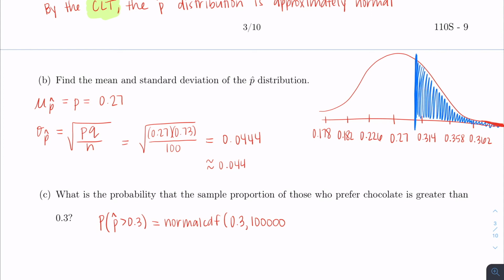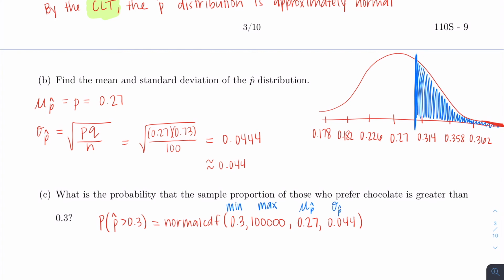Now the next two things that you enter when you use this normal CDF function are the mean and standard deviation of the distribution that you're looking at. And so we've already found our mean and standard deviation. So here you have 0.27 for the mean, and then the standard deviation is 0.044. So the first value we put in was the minimum value we wanted to see. The second value is the maximum. The third is your mean, so mu sub p hat in this case. And then the last is the standard deviation.